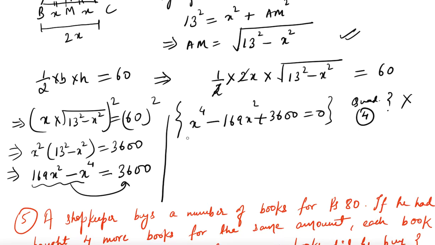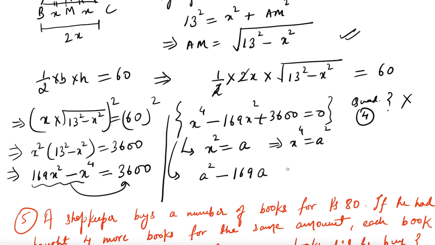See, in such questions, take x square as some another variable a. Okay, now if x square is a, this implies x to the power 4 is a square. Now substitute this value of a in the given equation. So x to the power 4 becomes a square minus 169 x square becomes a plus 3600 equals to 0. Now is this a quadratic in a? Yes, it is. From here you can find the value of a.